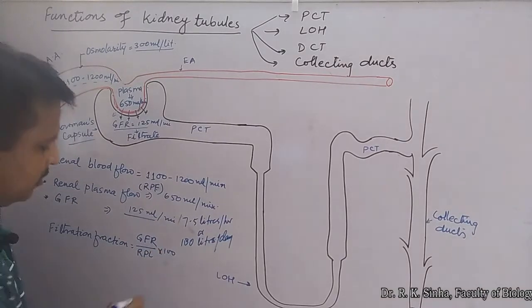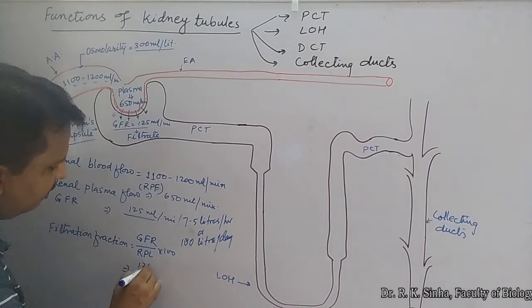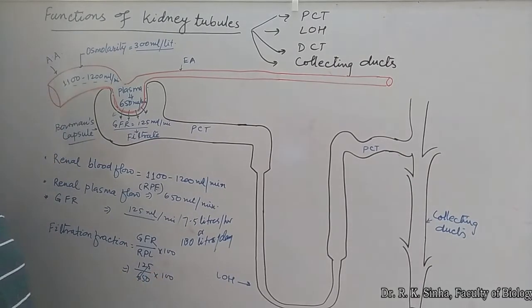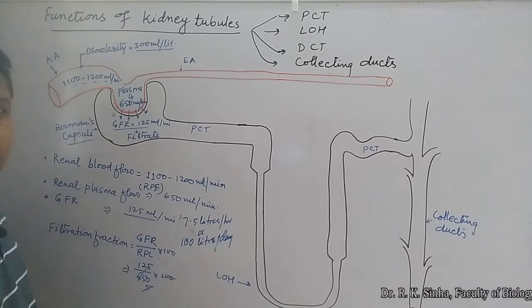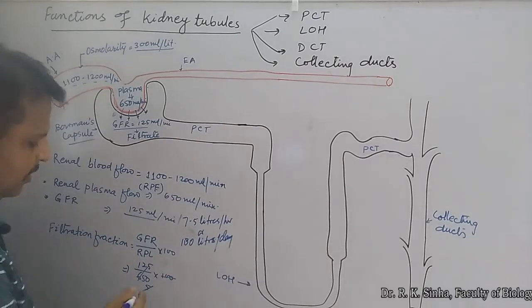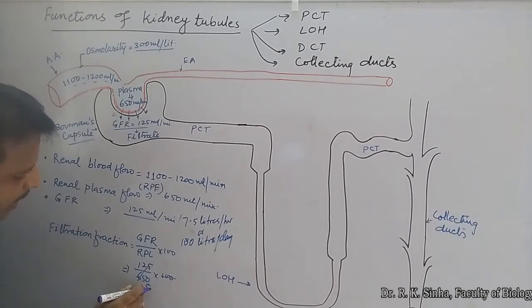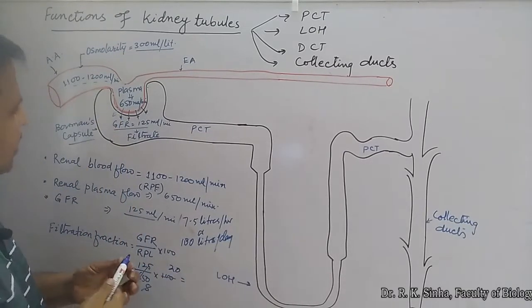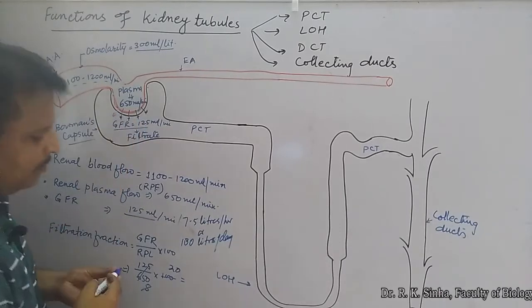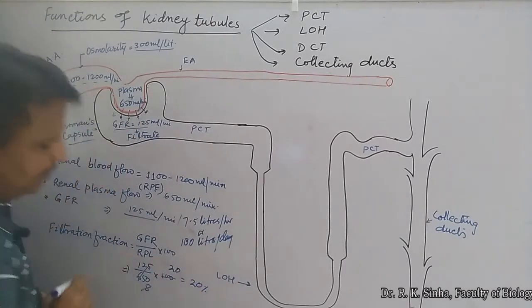So the value will be 125 by 650 into 100. 650 divided by 125 is a little bit more than 5. So we can consider it as 5, and then it will be 20%, meaning out of 650, 20% of renal plasma will be filtered out into the Bowman's capsule. So the value will be 20%.